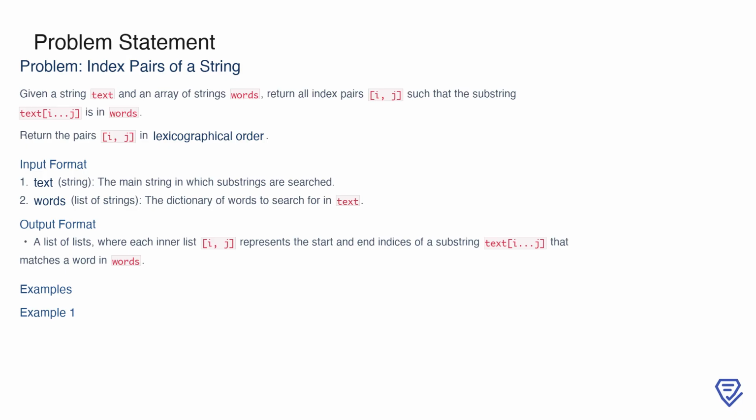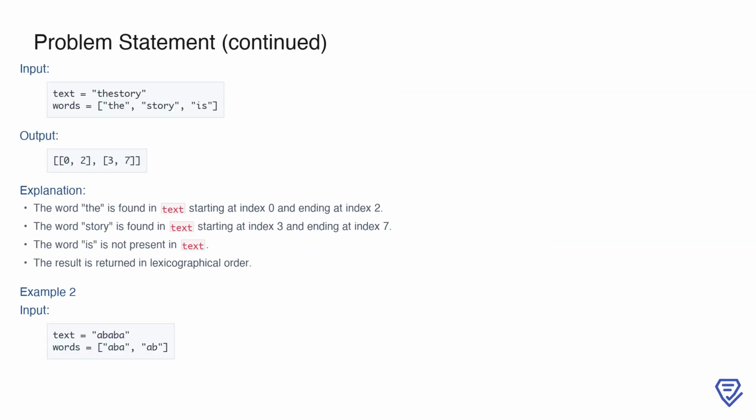Let's look at some examples to better understand the requirement. In the first example, the input string is "thestoryis" and the list of words is "the", "story", "is". The output is [0, 2], [3, 7]. Here, the word "the" is found in text starting at index 0 and ending at index 2, while the word "story" is found starting at index 3 and ending at index 7. The word "is" does not appear in the string, so it is ignored. Notice that the output pairs are sorted lexicographically.